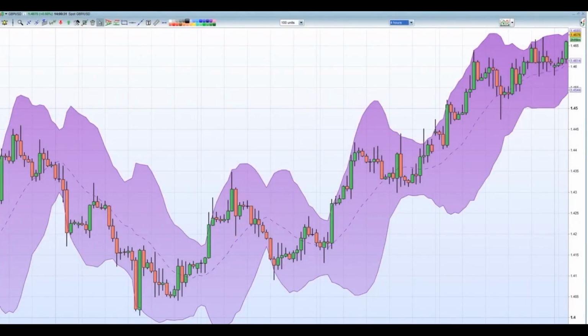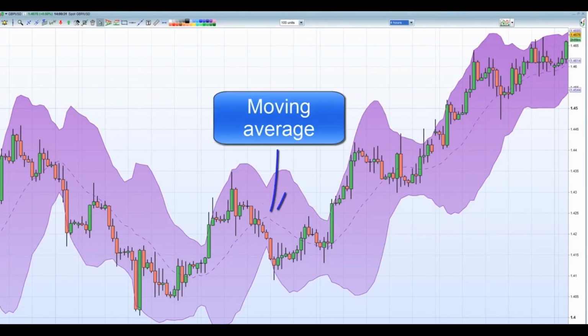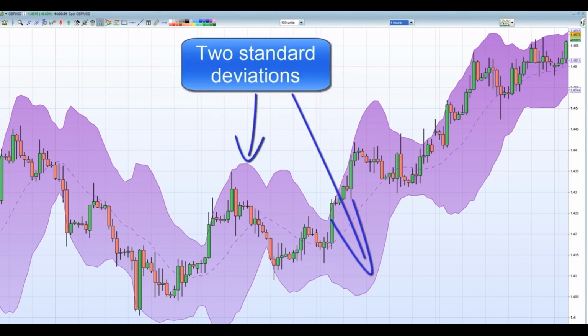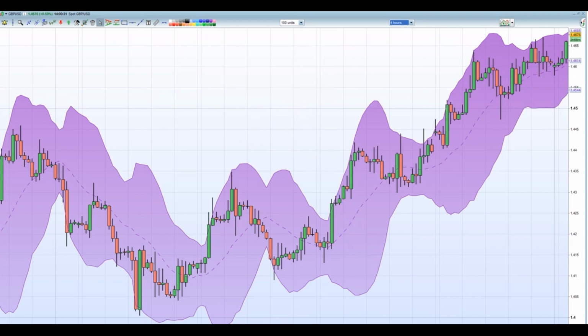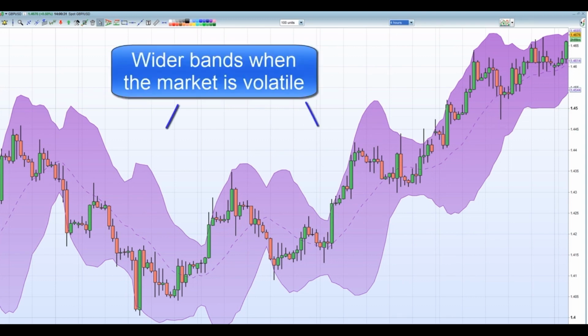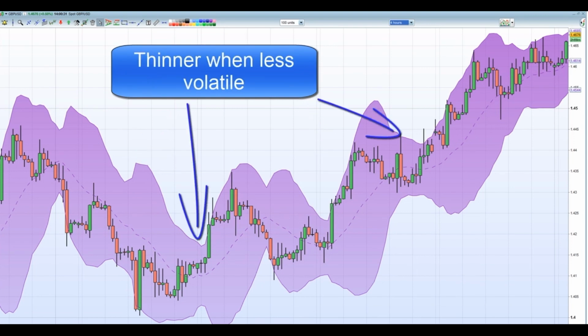Indicator 3, Bollinger Bands. A Bollinger Band starts off with a simple moving average. It then has two standard deviations plotted away from it. That sounds a mouthful, but the important part is, because standard deviation is a measure of volatility, Bollinger Bands adjust themselves to current market conditions. When the markets become more volatile, the bands widen, moving further away from the average, and during less volatile periods, the bands contract, moving closer to the average.